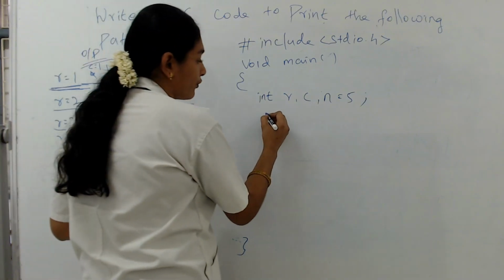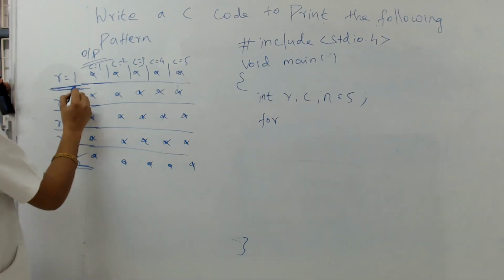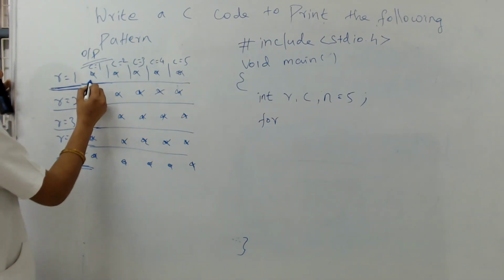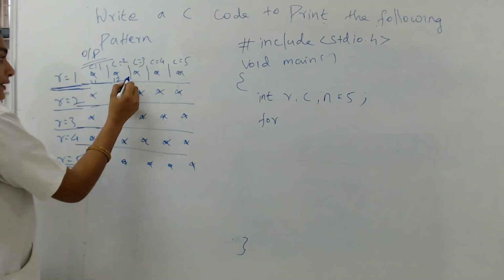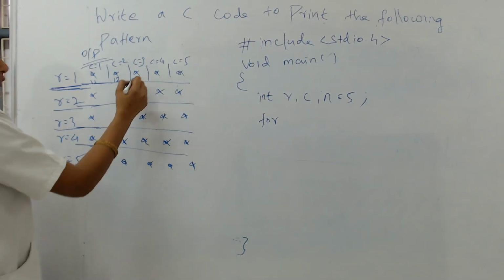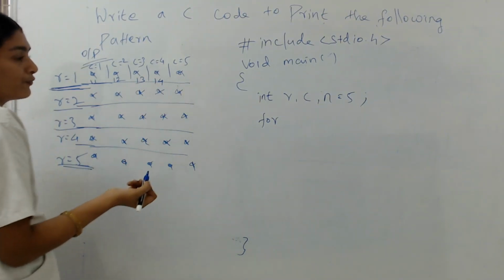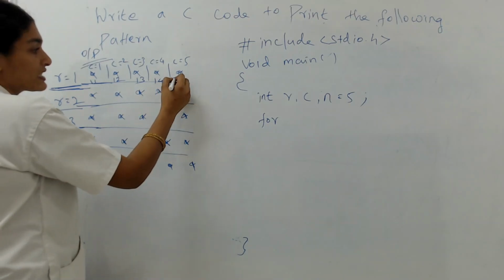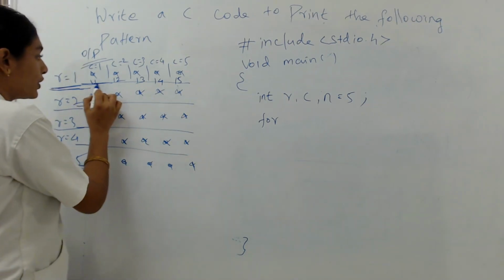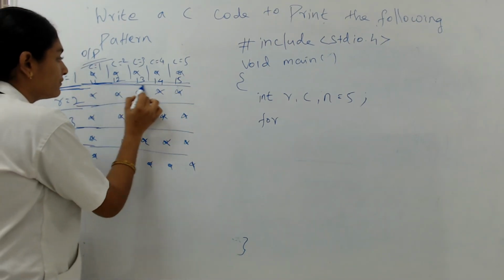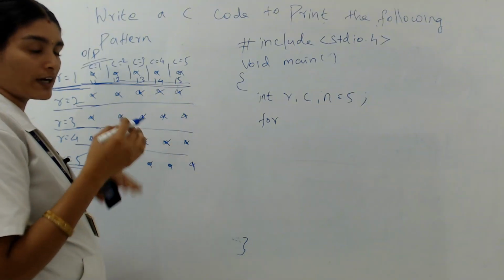Next, write a for loop to print the following pattern. First of all, see here, row equal to 1, column equal to 1. So what is the position value here? 1, 1. Similarly, for row equal to 1, column equal to 2, position value 1, 2. Row equal to 1, column equal to 3, position value 1, 3. Row equal to 1, column equal to 4, position value 1, 4. For last case, row equal to 1, column equal to 5, position value 1, 5. So see here, R values are fixed to 1, but column values get varied for each and every position. So take row value in outer for loop and column value in inner for loop.